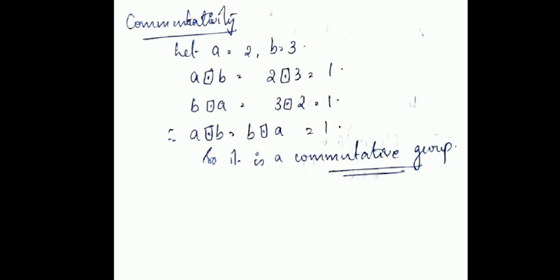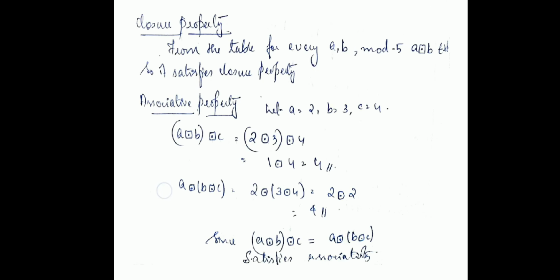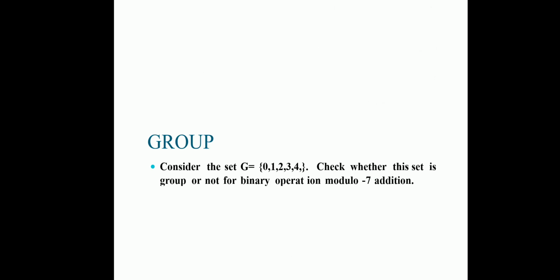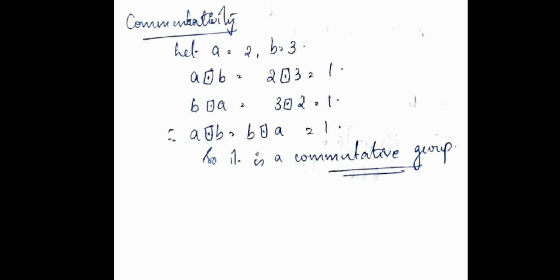So this way we can identify whether a set of elements forms a group and whether that group is a commutative group. We can see more problems later. So this way we can find the modulo p addition and modulo p multiplication. In the next video we will see what a ring is and what the properties of a ring are.